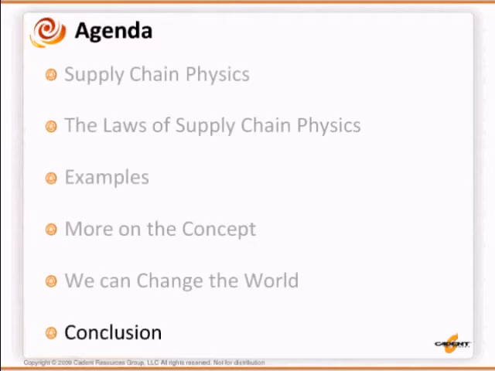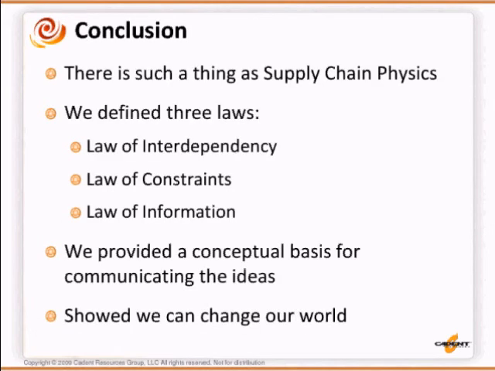So in conclusion, there is such a thing as supply chain physics, and we've defined three laws. The law of interdependency, which says inventory, service, quality, and cost are interdependent, and that the functional improvement can only take you so far, and then after that you need cross-functional cooperation to improve things further.